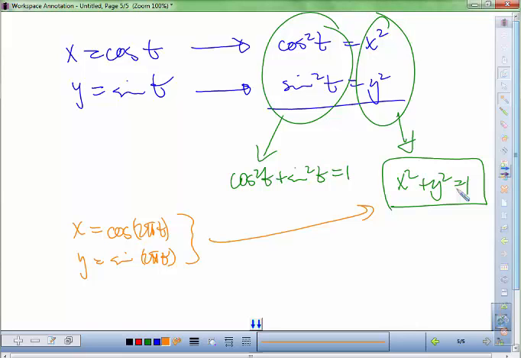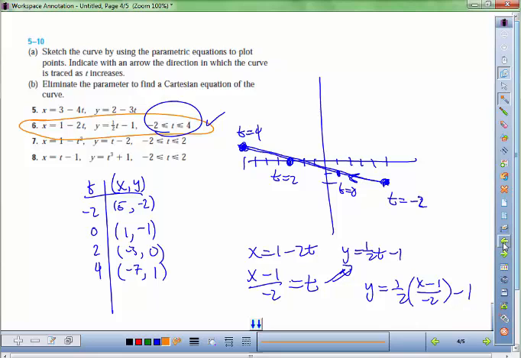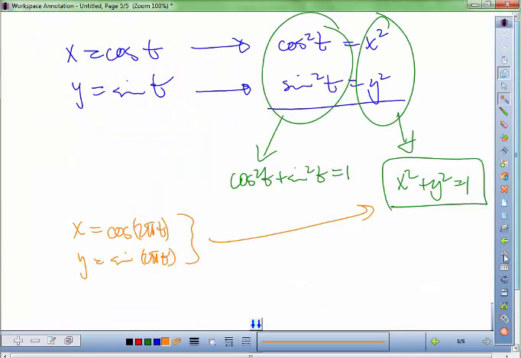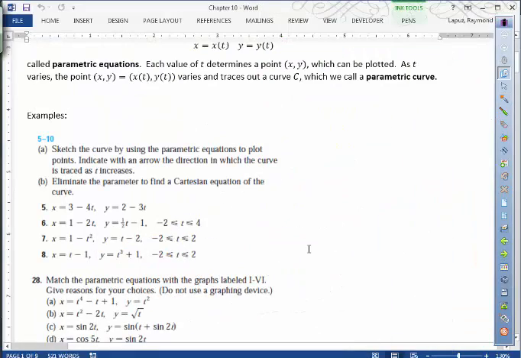So eliminating a variable for linear functions is pretty easy. Even for some polynomials, it's easy enough to do. And when it starts to involve trig, think about your very important sine squared plus cosine squared identity. Okay. What else?